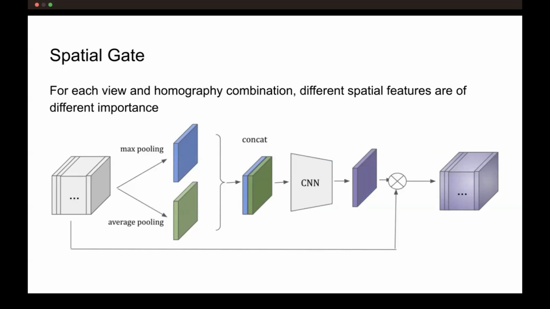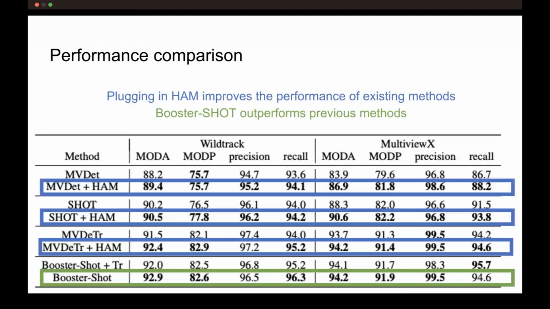Then I would like to move on to our spatial gate. In the spatial gate, for each view and homography combination, different spatial features have different importance. And we reflect that by using this method, where we take the pooling, concatenate, put them through a CNN to get attention values that differ for each pixel. And this kind of network is individually applied to each of the homographies, so it is specific to each view and homography combination. So I'd like to move on to showing you our performance comparison with previous methods.